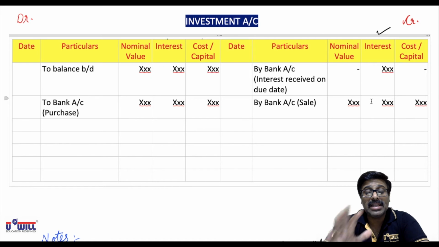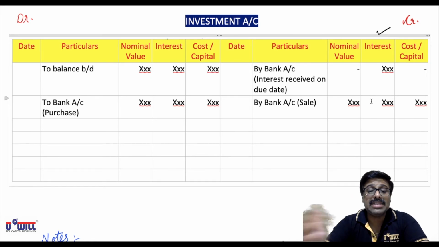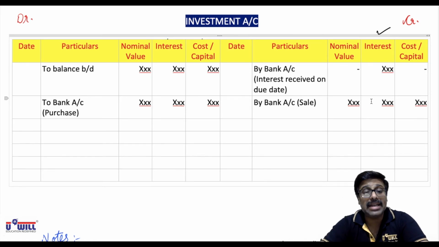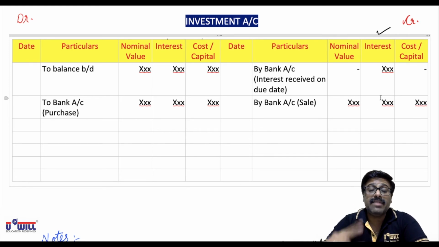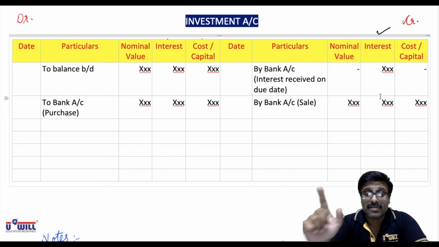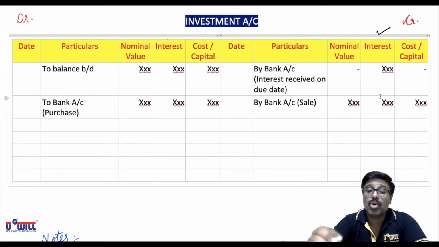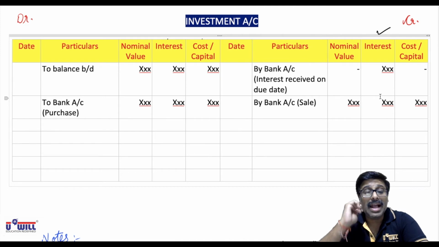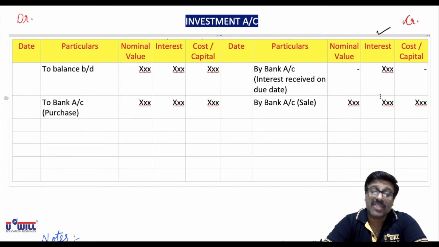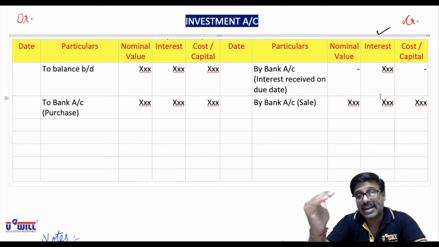If you sell it at profit, then investment will have credit balance. Profit means it will have credit balance. So to close it, you will reverse and debit it. Investment account debit. And you transfer that profit to profit and loss account. So to profit and loss account.